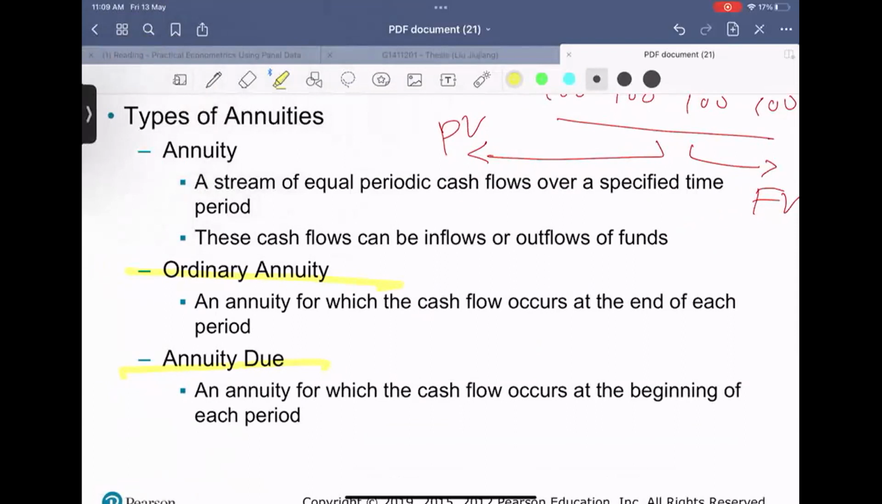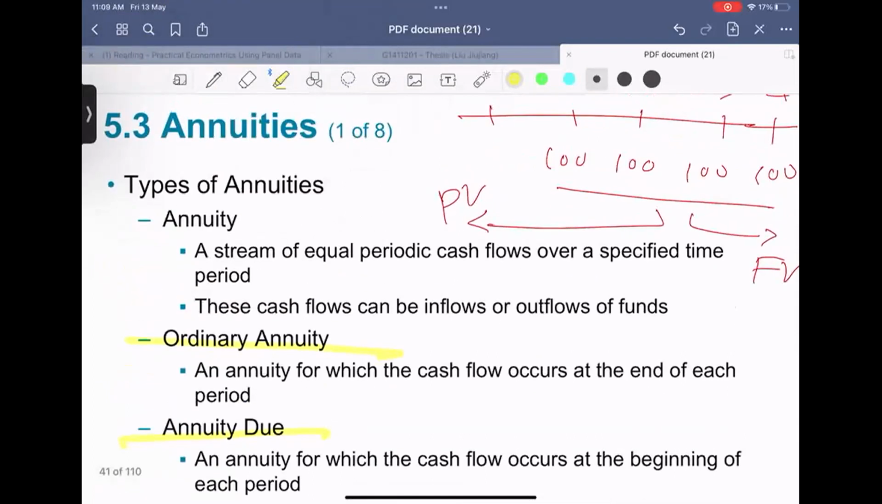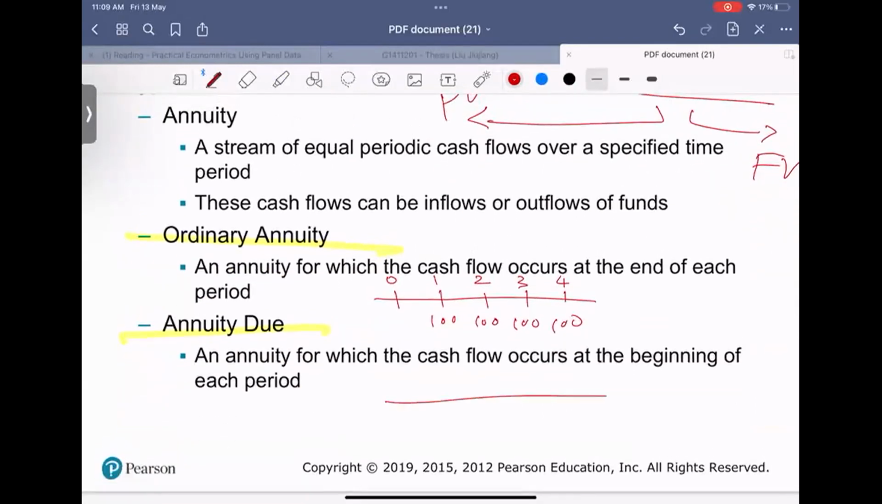Maybe the ordinary is the amount at the end of each period. At the end, four times. Do you know what I need to do? The beginning. So where is that? Zero. How many times? Four.